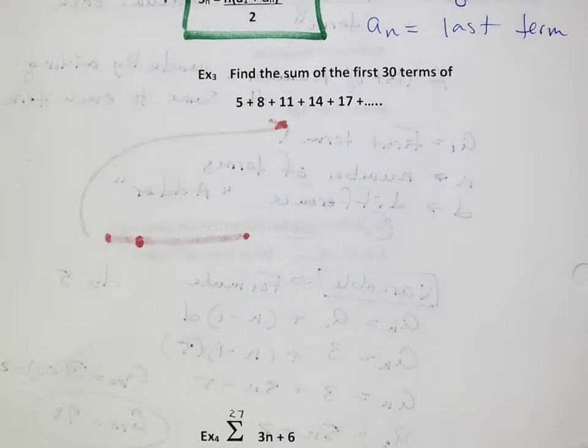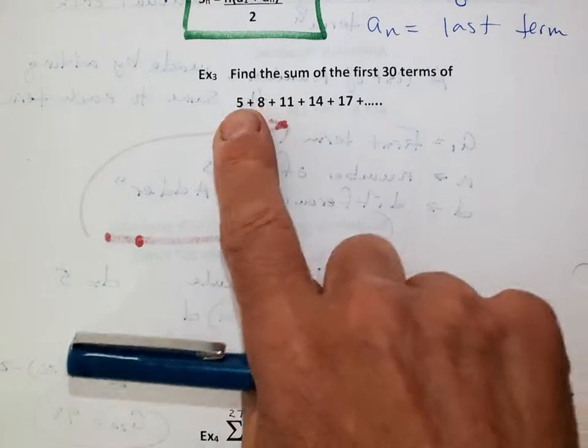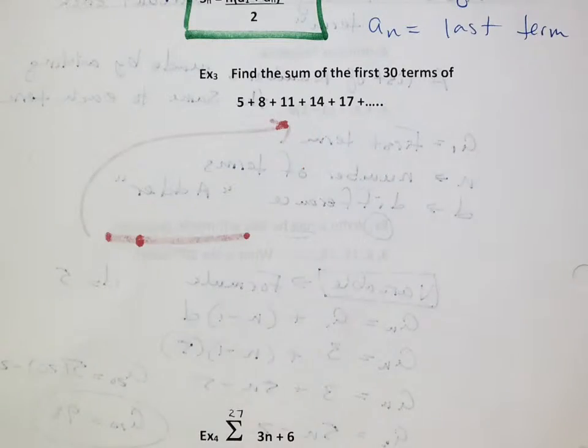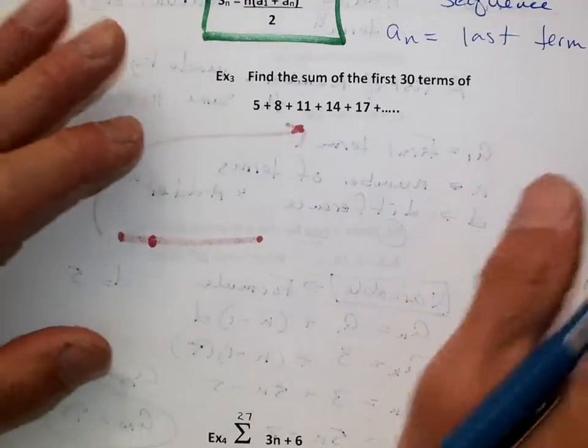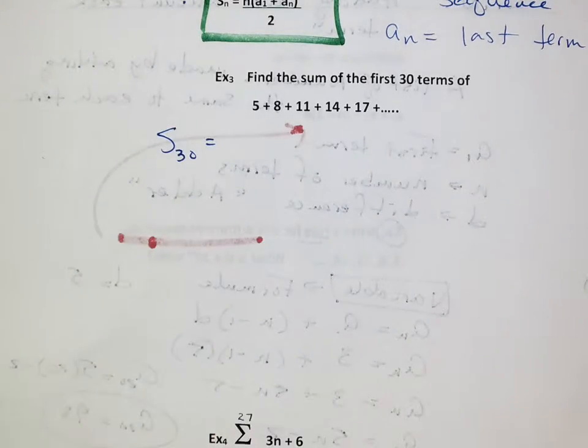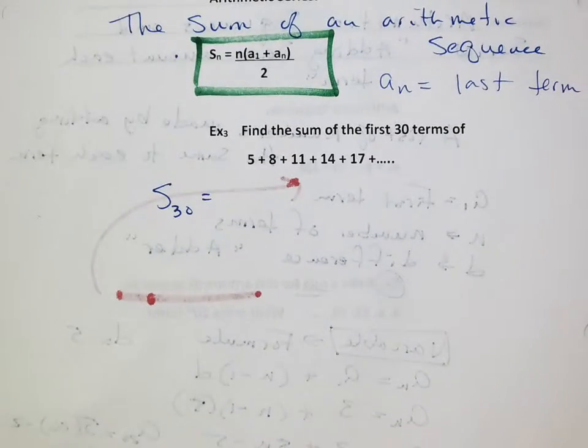So example 3. Find the sum of the first 30 terms of 5 plus 8 plus 11 plus 14 plus 17. So let's take a look at our formula. Our formula is S of 30. Write that down. The reason I wrote S of 30 is because we need the sum of the first 30 terms. So n, number of terms, n will be 30, okay?